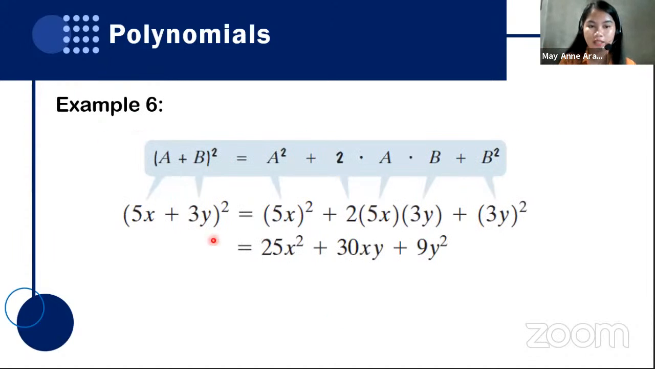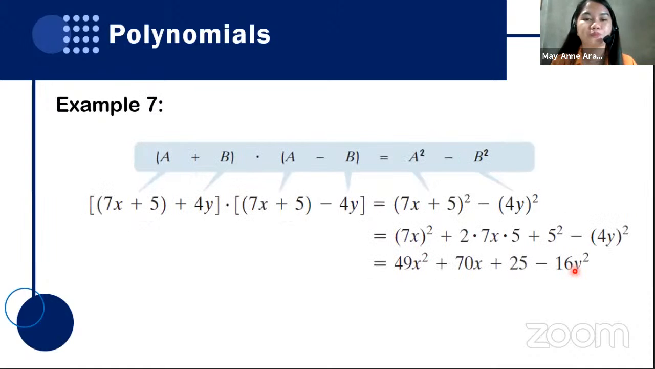And here we will apply this special product. So again, 5x times 5x is 25x squared. So you have 5x times 3y is 15xy times 2 is 30xy. Square the last term. We have 3y times 3y is 9y squared. This is the final answer.